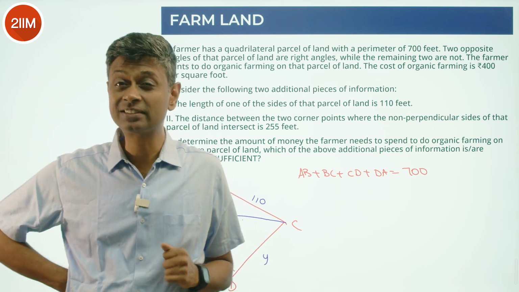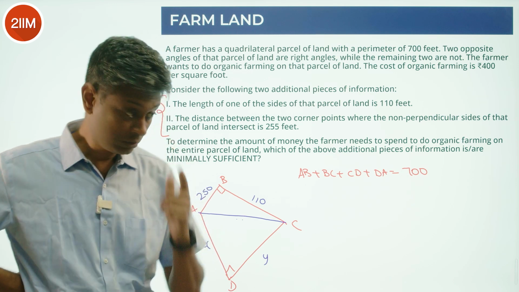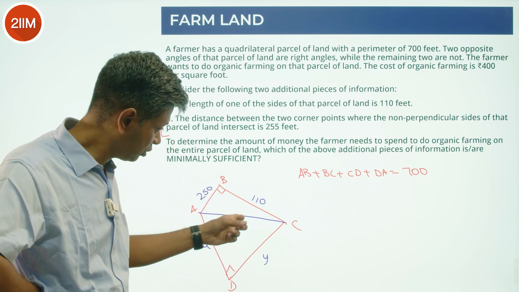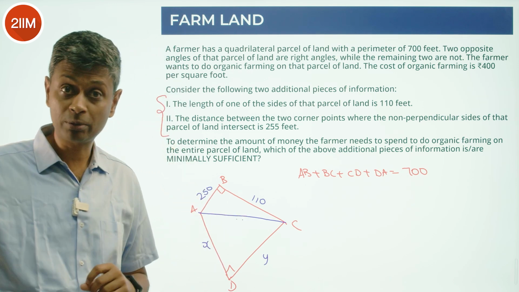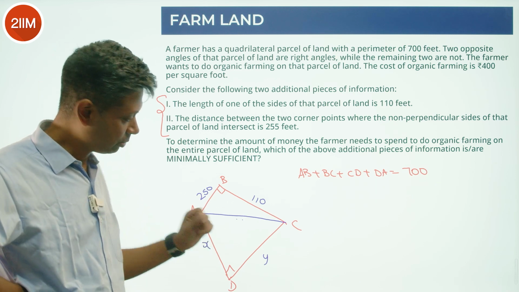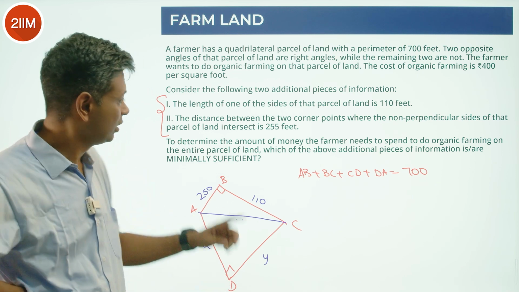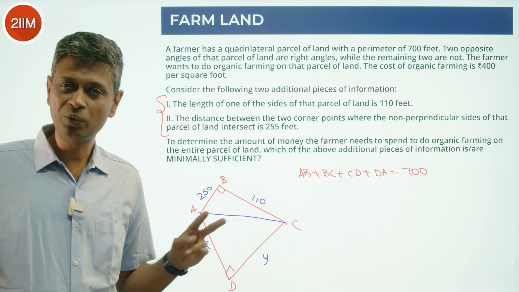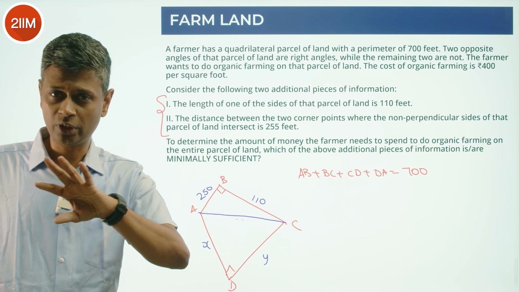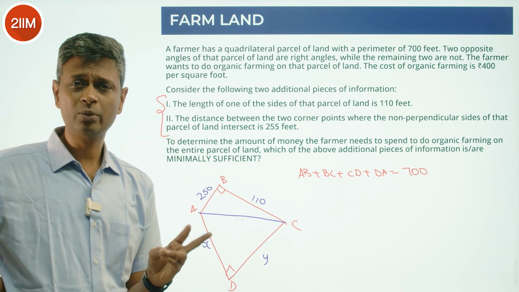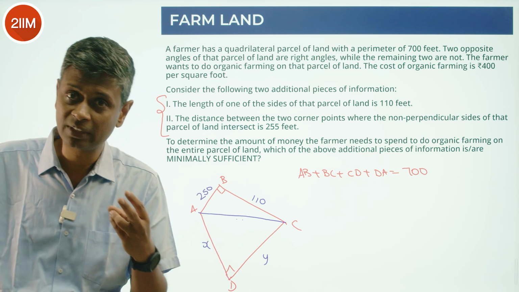I just have that as 110. I can imagine this one being 250. This AC square is 110 square plus 250 square, which is x square plus y square. And I know x plus y is 340. 250 plus 110 is 360, remaining is 340. X plus y is 340, x square plus y square is something I can solve and I can get.